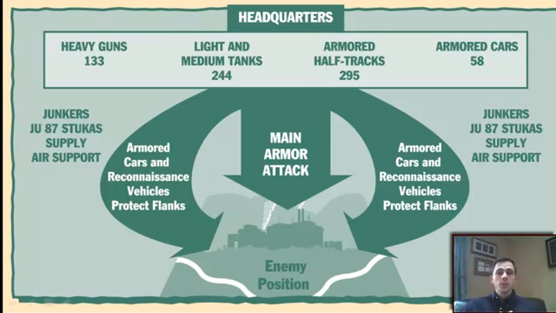Okay, so how did the Blitzkrieg work? Well, in their headquarters they had four different types of equipment. They had heavy guns, tanks, armored tracks, and armored cars. What they would do is they would have air support with the Junkers. They would come through, bomb the area, and then have the main armor attack come up the middle. They would also have the armored cars and reconnaissance vehicles come up the different flanks. So on the left and on the right side, they would have them surround the enemy.